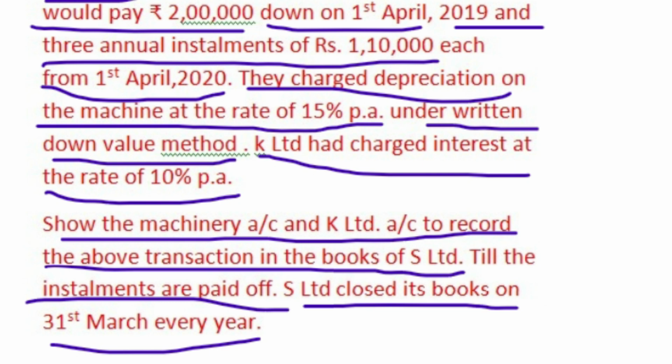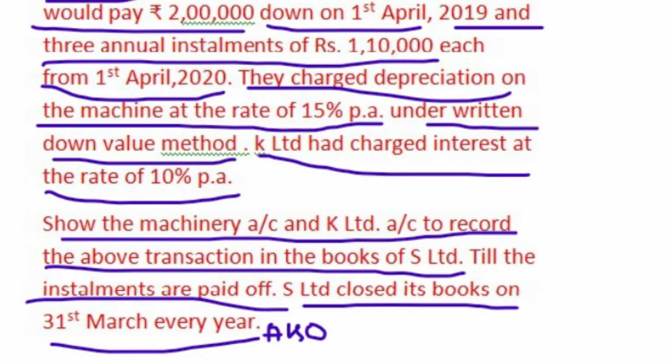Now I am adding one more thing: also prepare the S Limited account in the books of K Limited. So S Limited will prepare the K Limited account and K Limited will prepare the S Limited account. The hire purchaser will prepare the vendor's account and the vendor will prepare the purchaser's account.